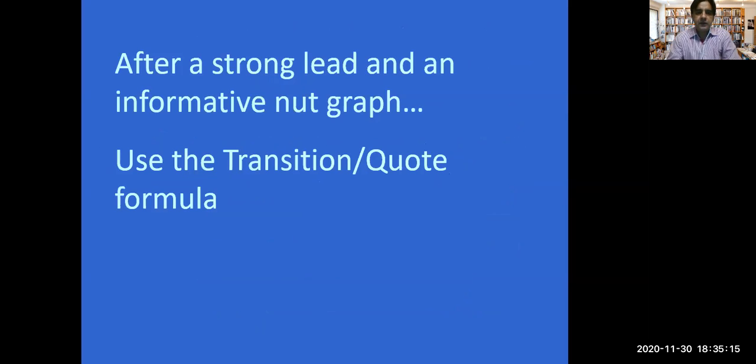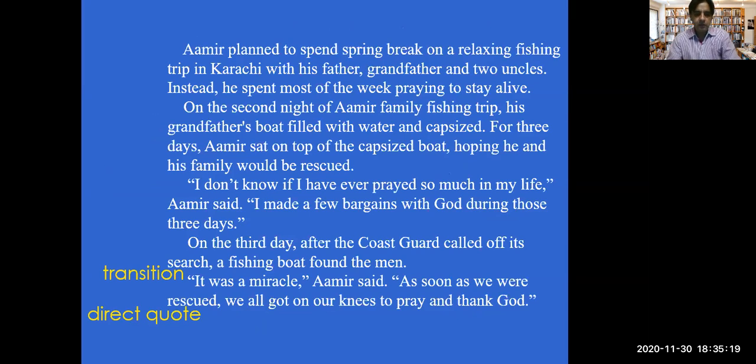After the nut graph, you need the transition quote formula. We discussed it. It's the same story. So on the third day, after the Coast Guard called off its search, a fishing boat found the men. "It was a miracle," Amir said. So you can see this is basically a direct quote.